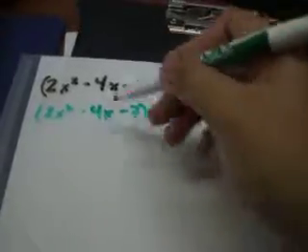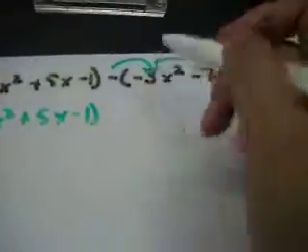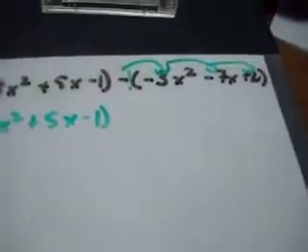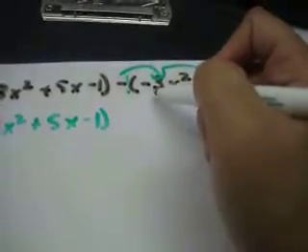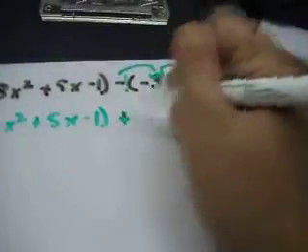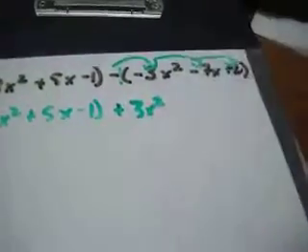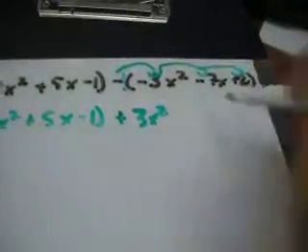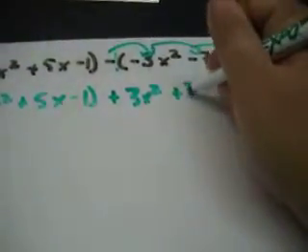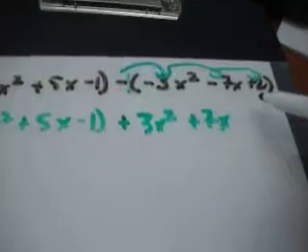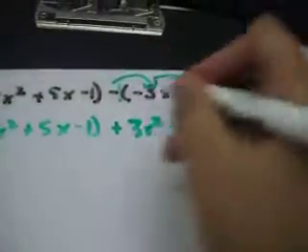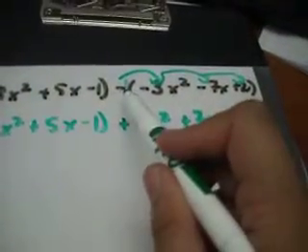Okay, so I just rewrote this, I brought everything down, and then I'm going to distribute this negative. So remember, even though we don't see it, there is technically a 1 there. So I'm going to go negative 1 times negative 3x squared, so that's going to be positive 3x squared. And then negative 1 times negative 7x, so that's positive 7x. Negative 1 times positive 2, so that's negative 2. And notice that I opened up my brackets because I distributed that negative 1.